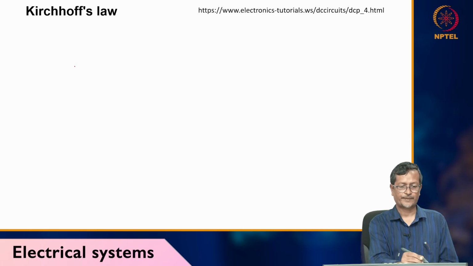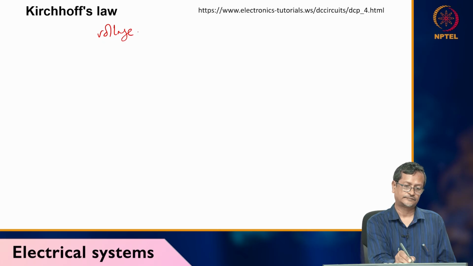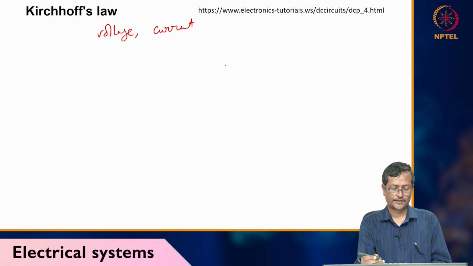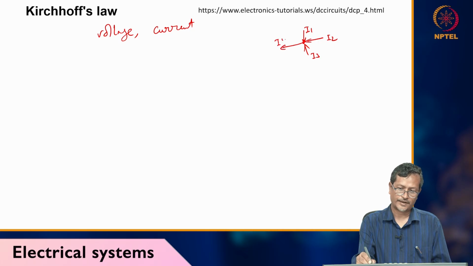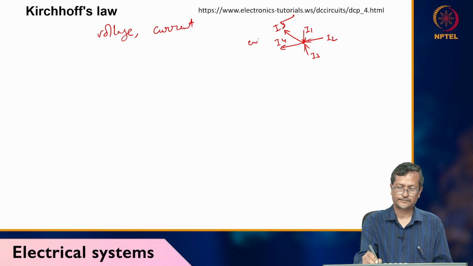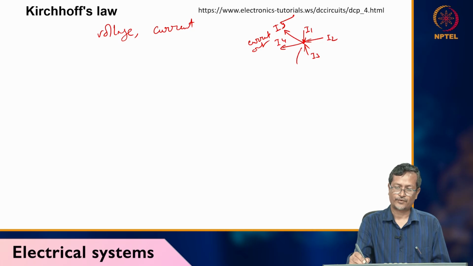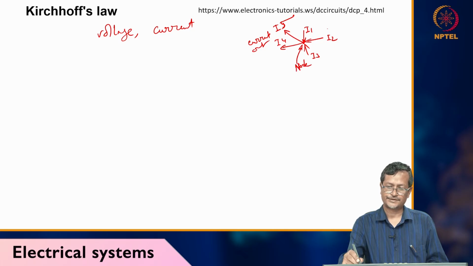Kirchhoff's law. Kirchhoff has two laws. One is the voltage law and the other is the current law. Gustav Kirchhoff produced these two laws for conservation of voltage and current. Let's say I have one node, and one current is coming in like I1, another current I2, another I3, and outgoing I4, I5. This is current out. This is called a node. This is current in.